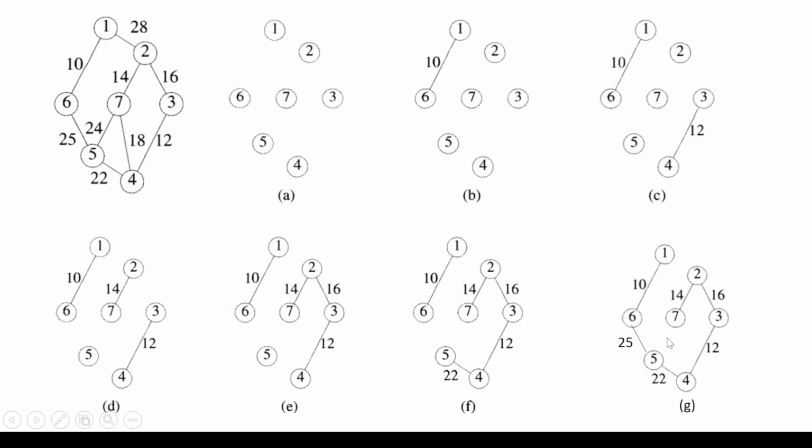Fourth case, it should not be disconnected. It should be a connected graph. So it is a connected graph connecting all the vertices. So this is the spanning tree, and it's a minimum cost spanning tree. You can also mention the total cost of this spanning tree. That is 10 plus 25 plus 22 plus 12 plus 16 plus 14. Yeah, that's all for Kruskal's algorithm.